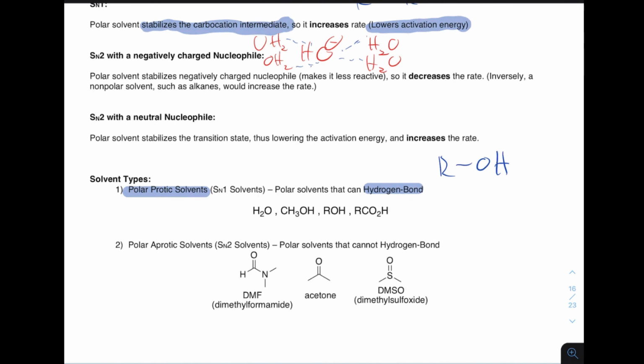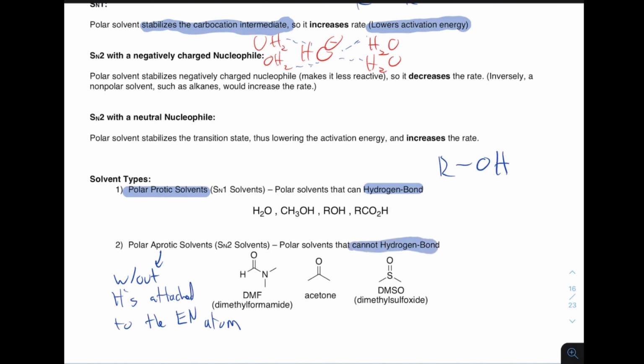And for SN2 solvents, it's something called polar aprotic solvent. And by aprotic, we mean without hydrogens attached to the electronegative atom, in most cases oxygen. So each of these molecules are still polar. We can see they have a dipole moment, but there's no longer any chance for hydrogen bonding.